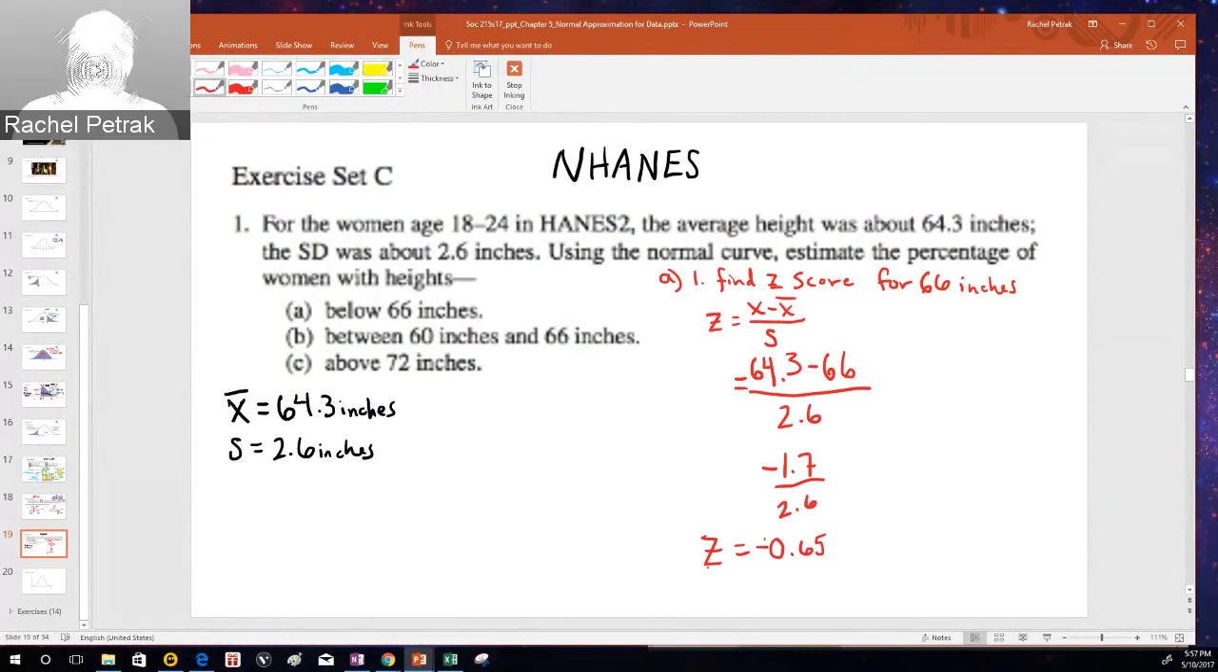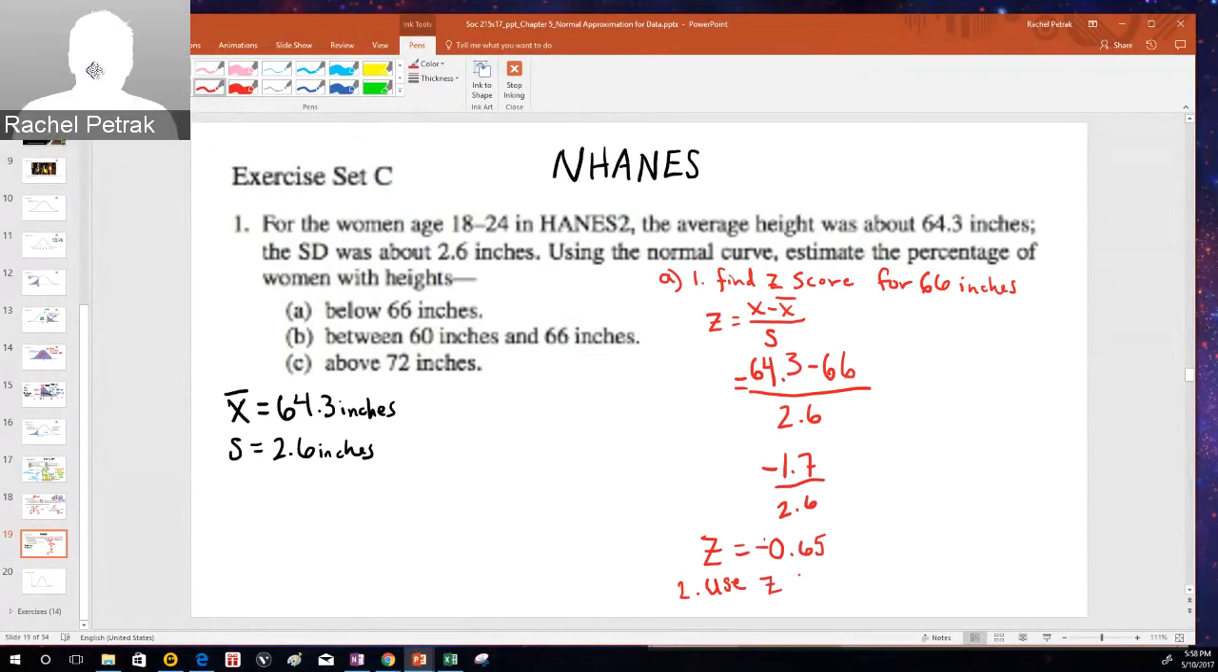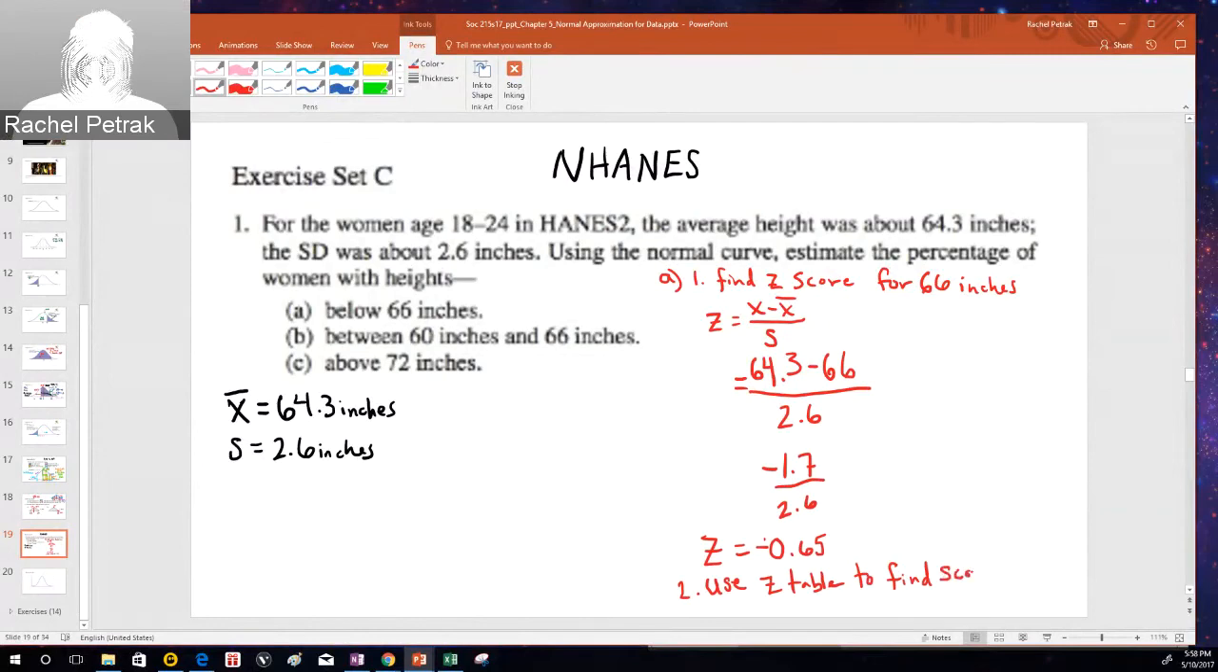We know our z-score. The next thing we're going to do is use our z-table to find the score and the corresponding area beyond z.